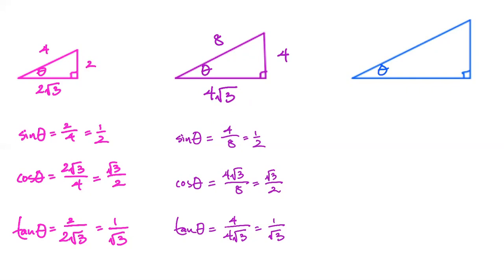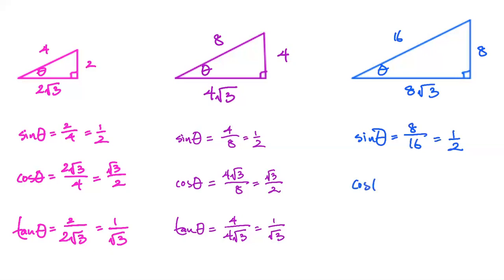Okay, so everybody multiplied by 2, okay. So then we got 16, 8, and 8 root 3, all right. And then hopefully we found that whatever our side lengths were, once we reduced, the ratio of the opposite and the hypotenuse was 1/2 for every single one of these triangles, okay?